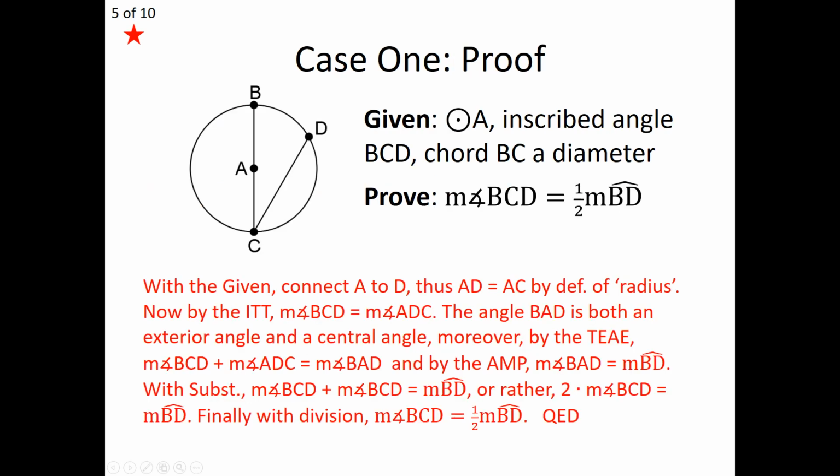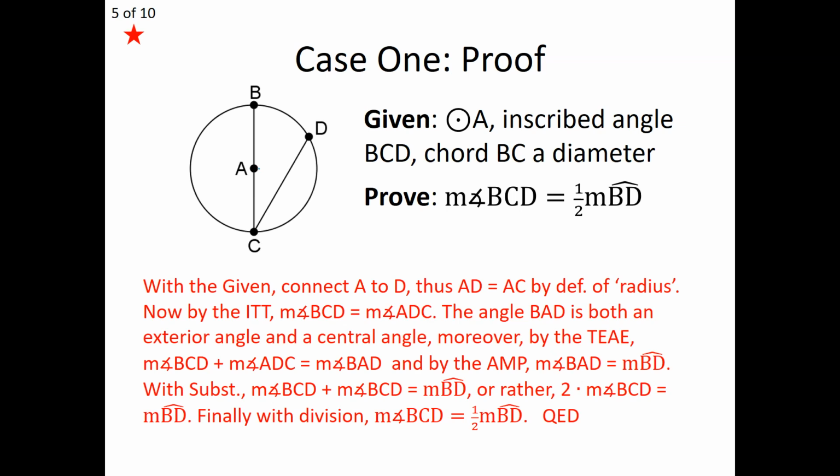Case one proof is a bit more intensive than the other two cases. Let's take a look at what we have set up again. We have our circle A, such that we have our inscribed angle BCD, and BC is a diameter, which means a side of the angle passes through the center of our circle. Let's prove that the measure of our angle BCD is equal to half the measure of arc BD. Let's start off then with the given.